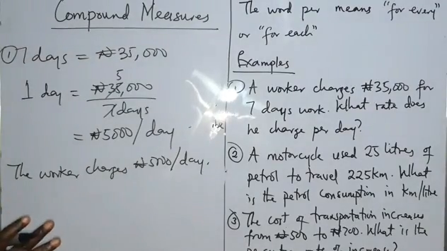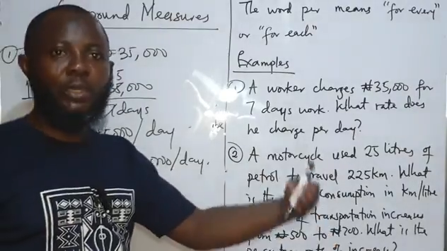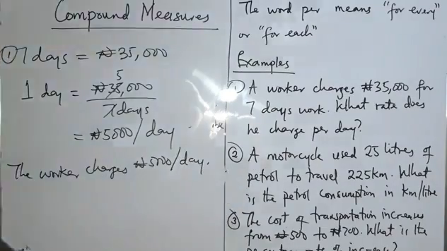That's it. That's how to solve this. This is very straightforward, because this is rate. That is, what is the rate for a day? What is the rate for it? That's what this one is asking. Then let's look at number 2.